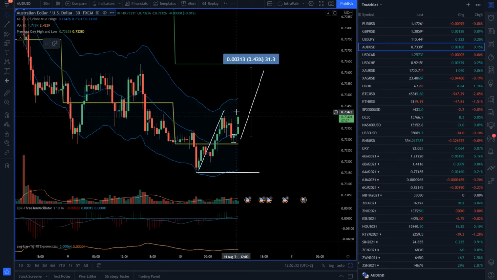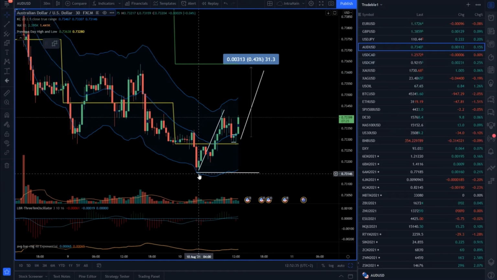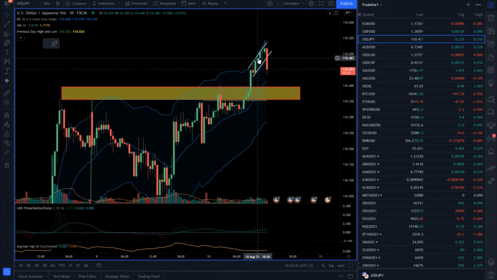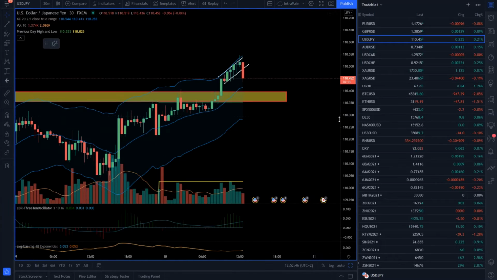I guess this idea will be invalid if the price takes the early morning low at 0.7315. And the next one is USD Japanese yen. I found exhaustion on the upper Keltner on the 30-minute time frame. This is very classic stuff.